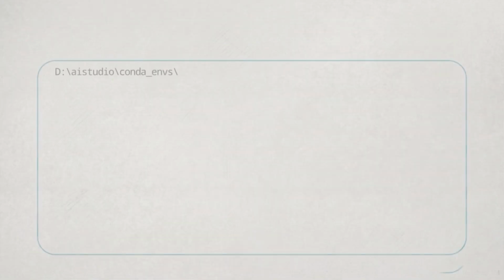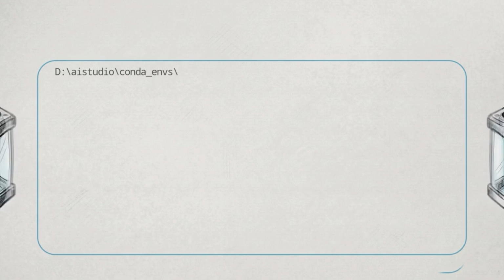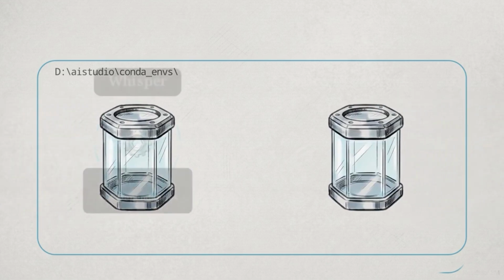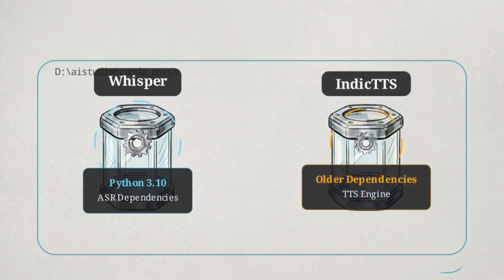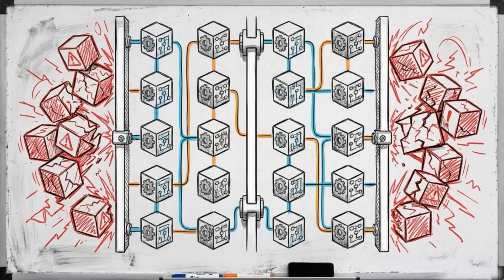This diagram shows exactly how Conda protects our workspace. It generates these separate containers, allowing a transcription tool like Whisper to run on Python 3.10, while a different tool like IndicTTS runs its own older dependencies securely next door. Using this container method guarantees that installing a brand new translation model will never accidentally overwrite the libraries, keeping our older voice generation tools alive.